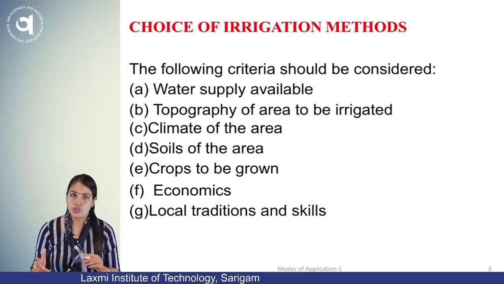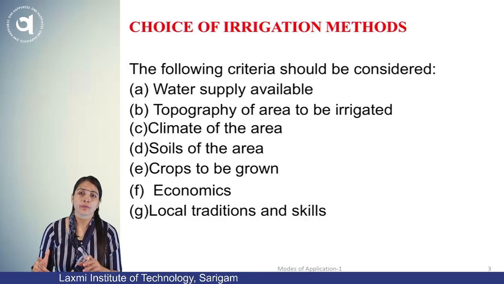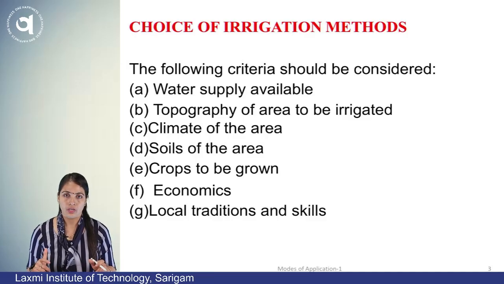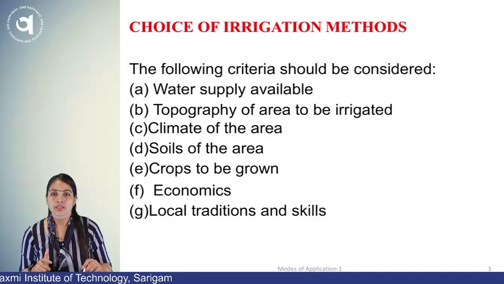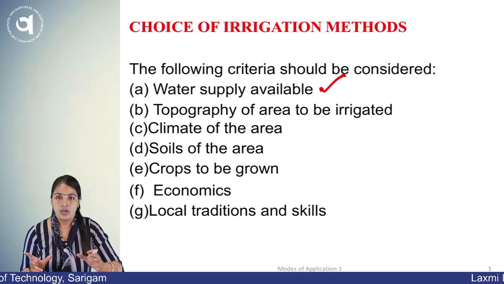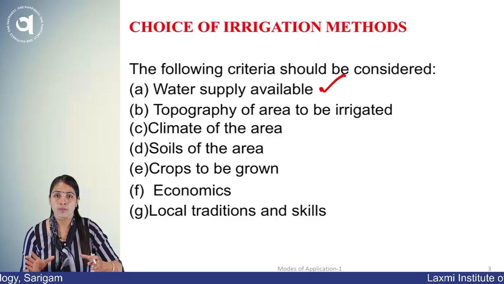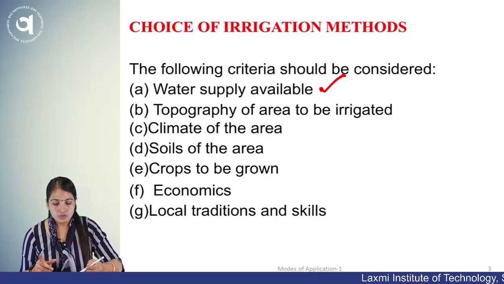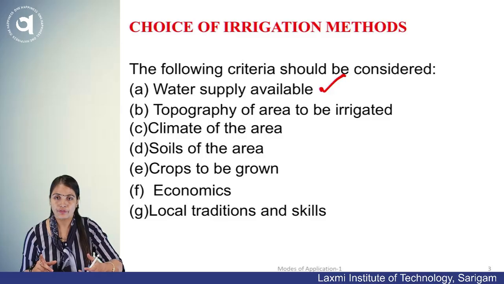Now, what are the choices of irrigation method? How can we adapt the various methods to different topography, different locations, different situations? So the following criteria should be considered. First is water supply available. We have to adapt to the supply of water in the surrounding area. If you have a full supply of water and you don't have any scarcity of water, then you can go for the surface irrigation method.